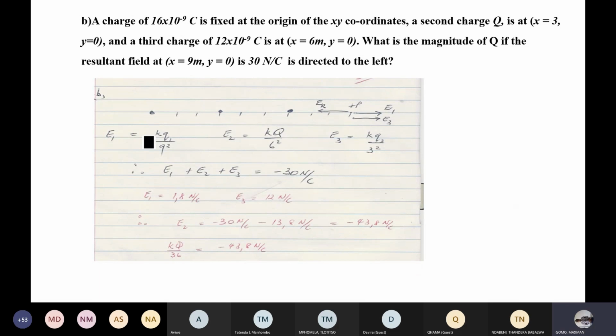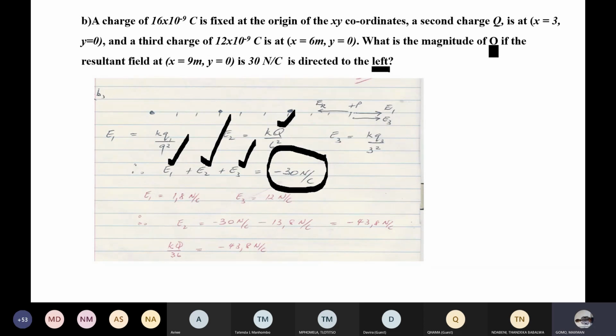Is what is here. So you need to calculate your E1, and you need to calculate your E2, and you need to calculate your E3. And then your result, you equate it to negative 30, because they said it's directed to the left. And then when you do that, you will find that what is going to be missing here is the value of Q.